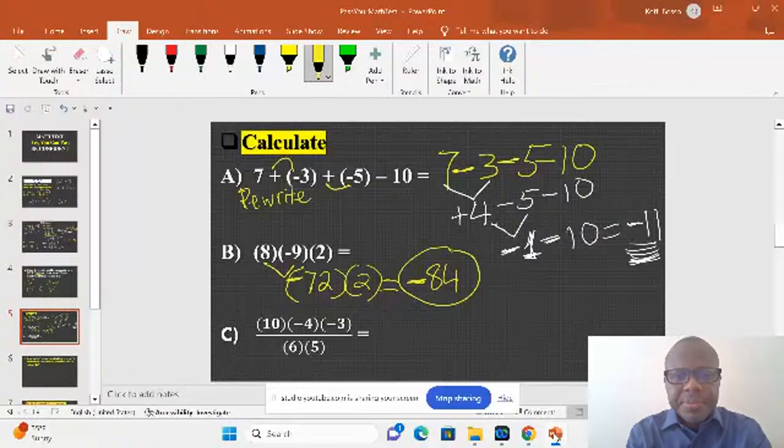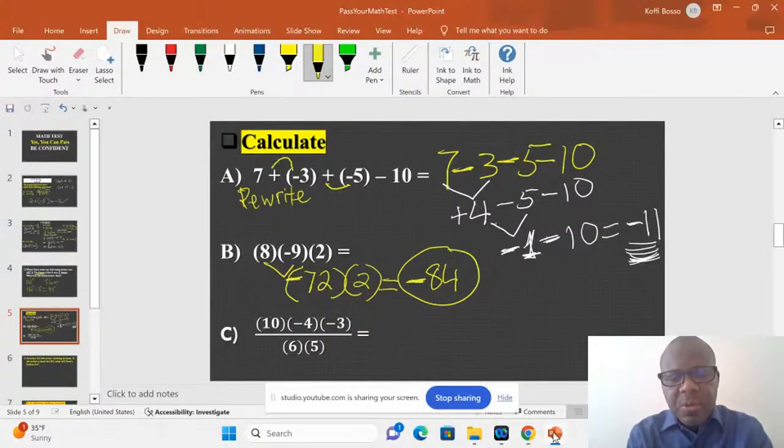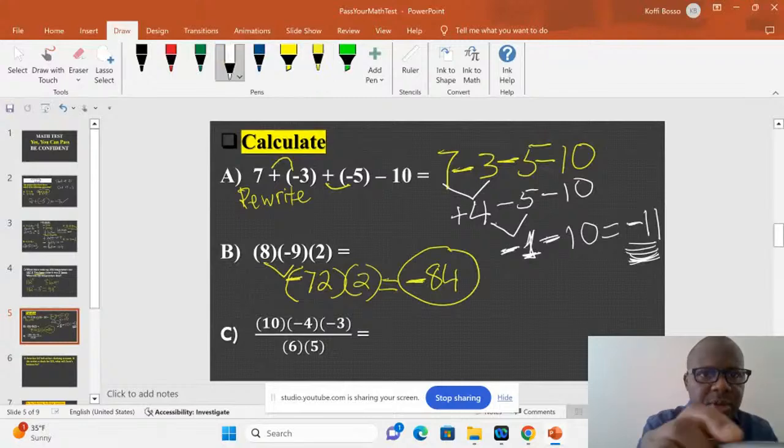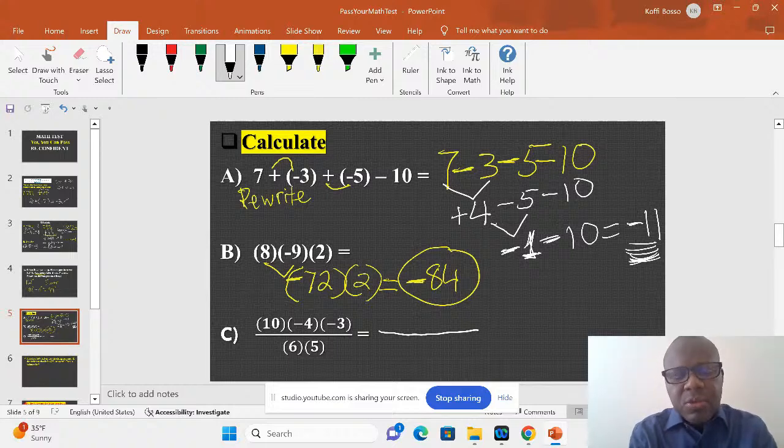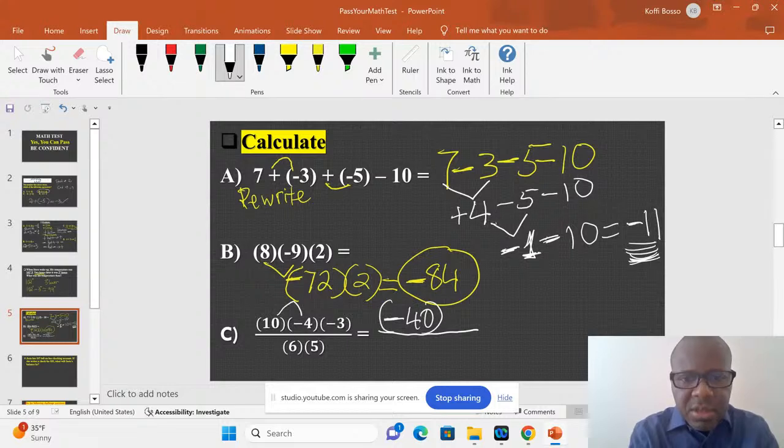Now, C. For C, we have a division. It's not something complicated. What we'll do here is work out the numerator, the numbers we have on top, and the denominator at the bottom. So if I use the fraction bar, on top I have 10 multiplied by negative 4 multiplied by negative 3. Understand that 10 multiplied by negative 4 gives you, first of all, negative 40. Then you take this negative 40 and multiply by negative 3. At the bottom, we have 6 multiplied by 5, so that gives you 30.